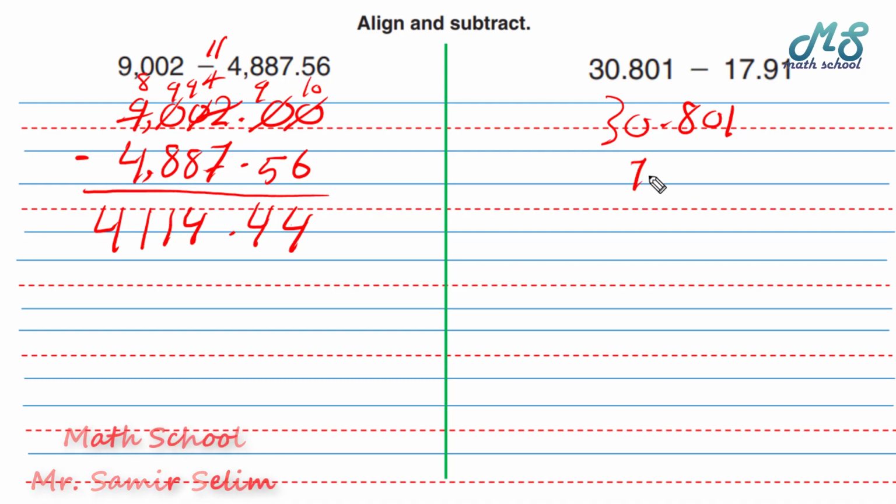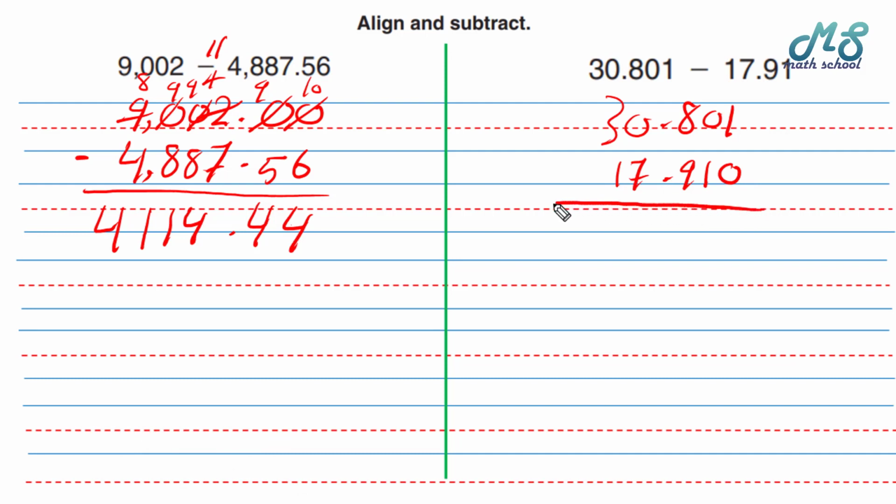Next, by the same way, align the two numbers above each other. 30.801 minus 17.91. You have to insert 0, equate the decimal places. Now you can subtract the two numbers. 1 minus 0 is equal to 1. 0 minus 1, it doesn't work.